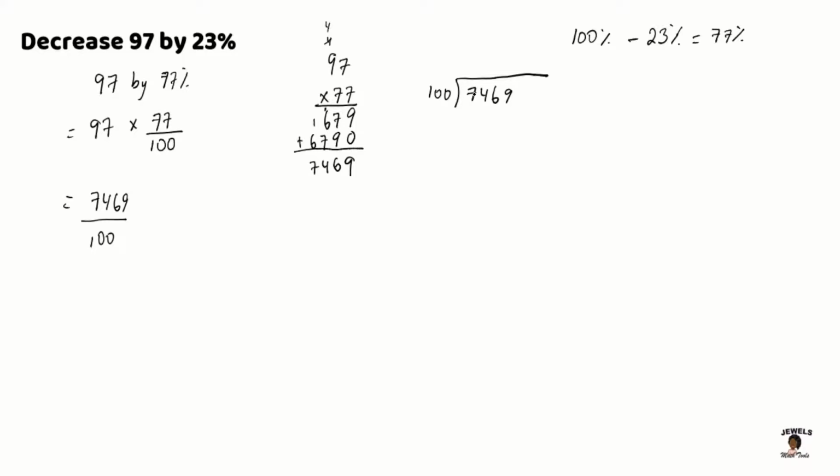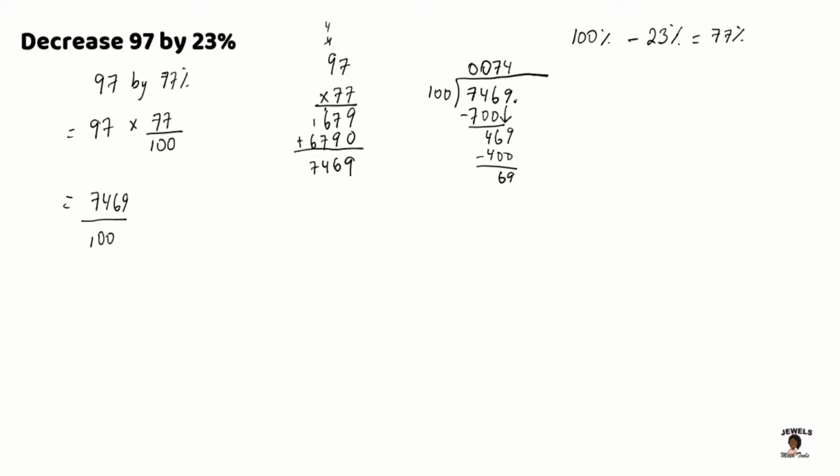So 100 can divide into 7. We'll put our 0 above the 7. 100 can divide into 74. We'll put our 0 above my 4. And 100 divides into 746 7 times. 7 times 100 is 700. 746 minus 700 will leave us with 46. We'll bring down our 9, changing 46 into 469. 100 divides into 469 4 times. 4 times 100 is 400. 469 minus 400 is 69.